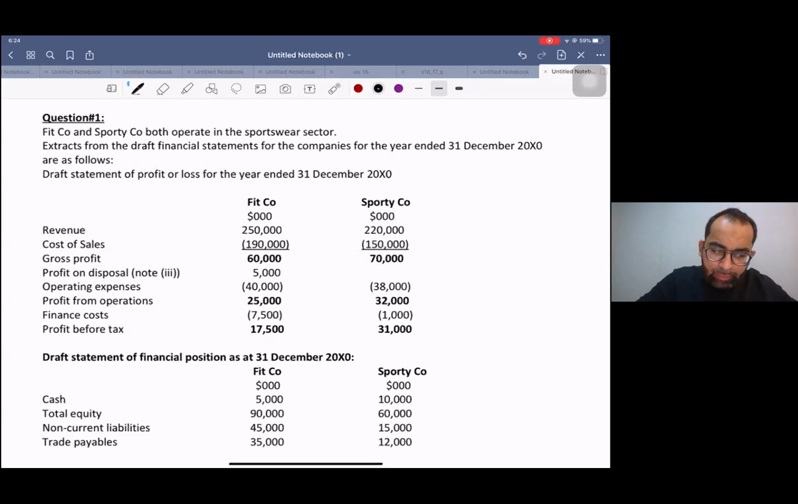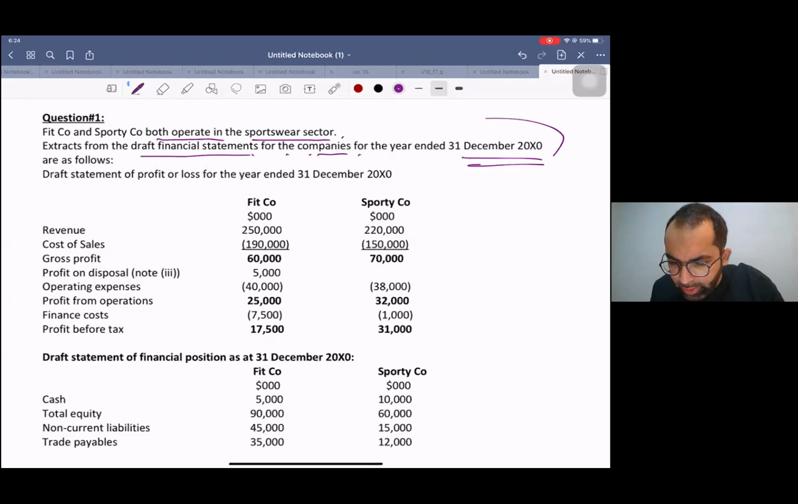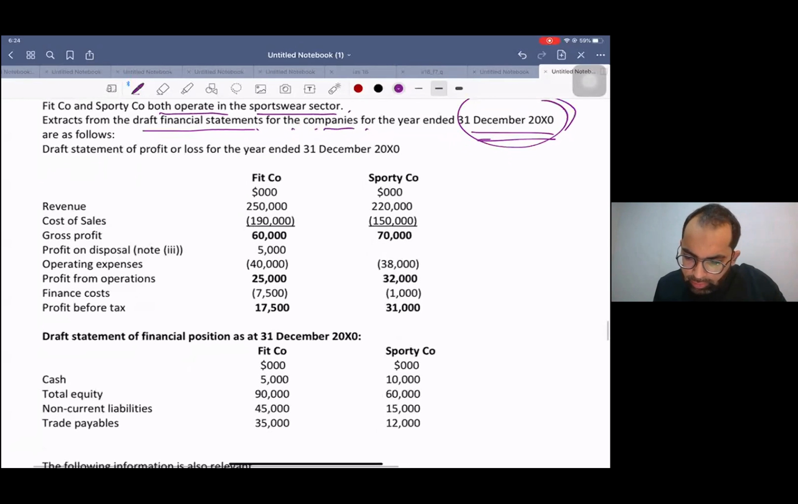Now, Fit company and Sporty company both operate in the sportswear sector. They're dealing with sports products. Extracts from the draft financial statements for the companies for the year ended 31st December X0 are as follows. See, these are obvious things.